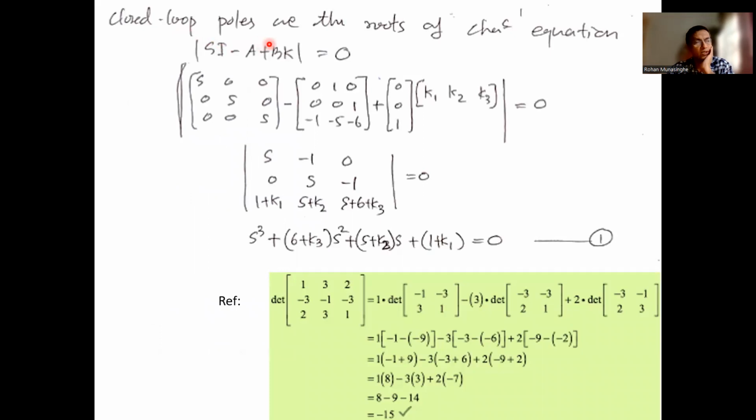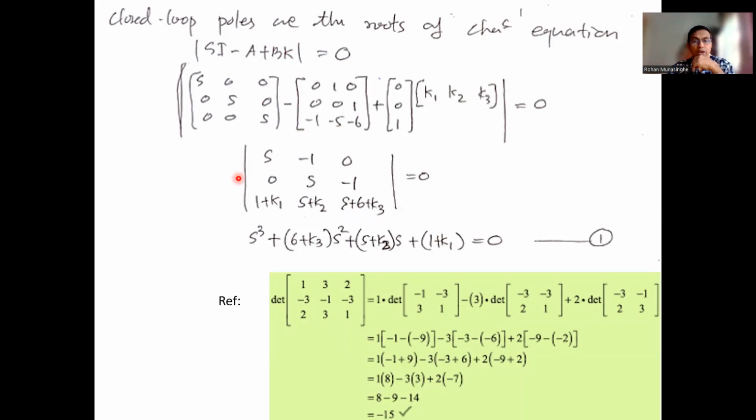Now, closed loop poles, they're located according to the characteristic equation, which is the determinant of sI minus A plus BK, right? And when you write it down, break it up like this: sI, third order, minus A, system matrix, plus BK, B times K, right, is equal to 0. You get this matrix.